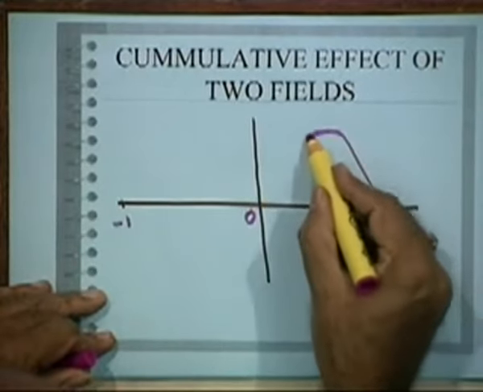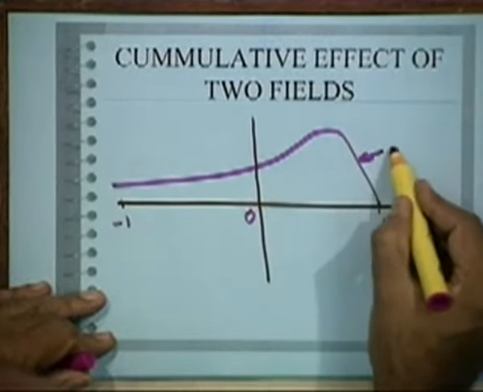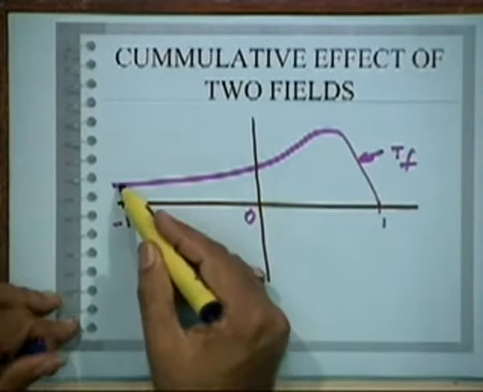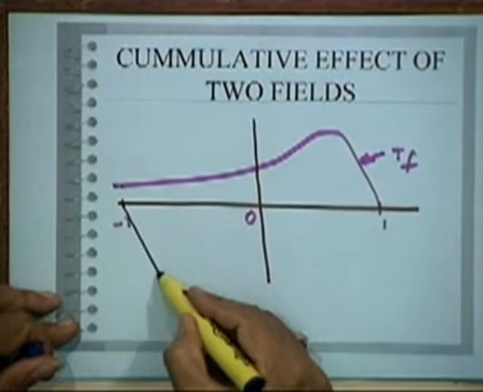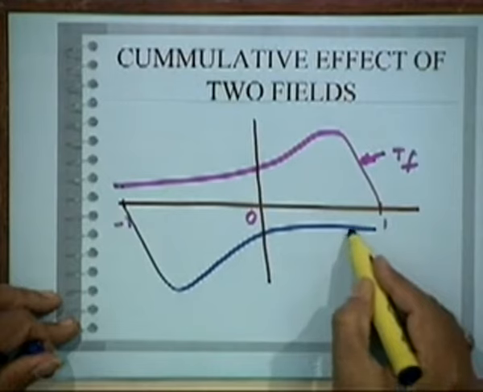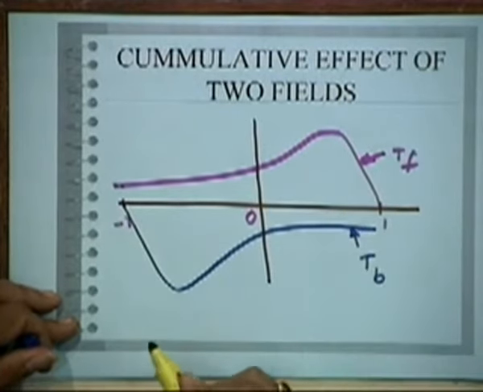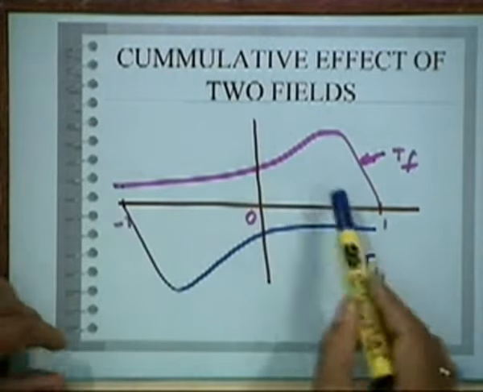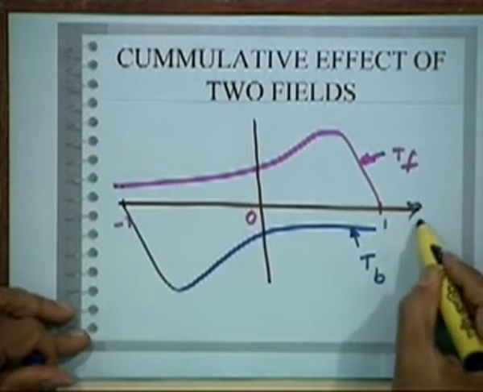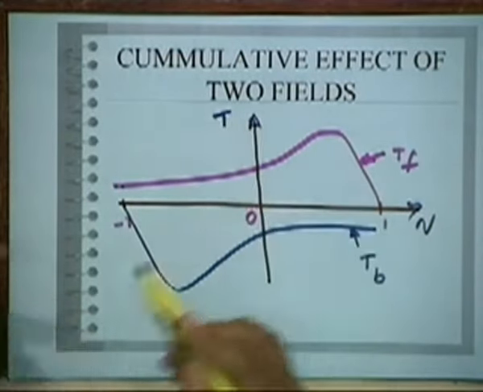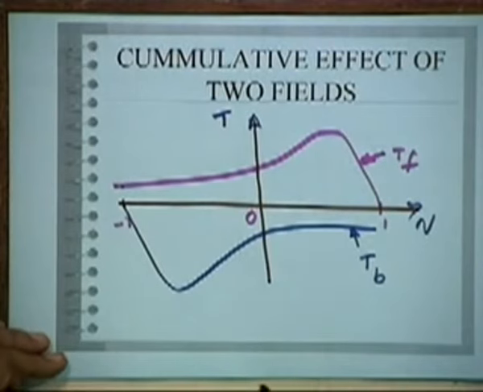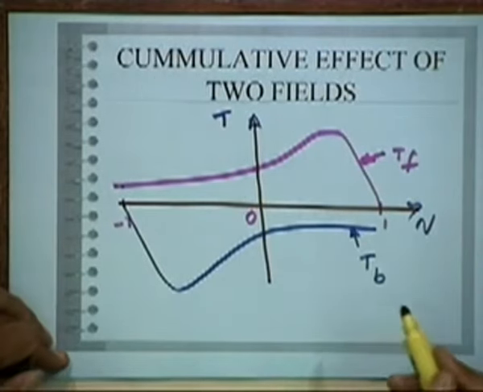So you have one forward field, let us say TF, and another backward field, TB. What will be the net field? So you sum these up at every speed. This is the speed and this is the torque. What will the net resultant field look like?